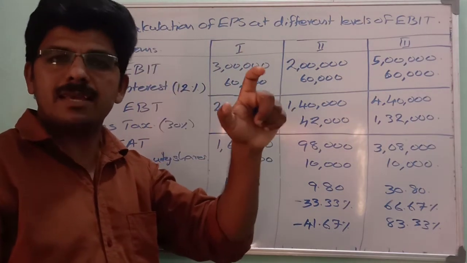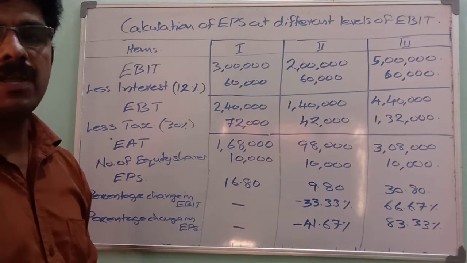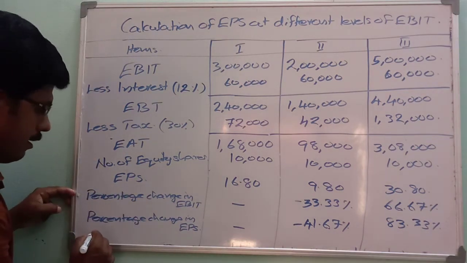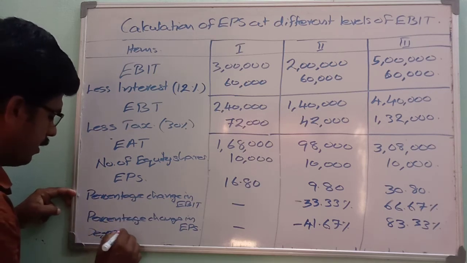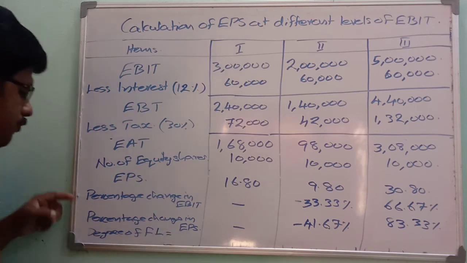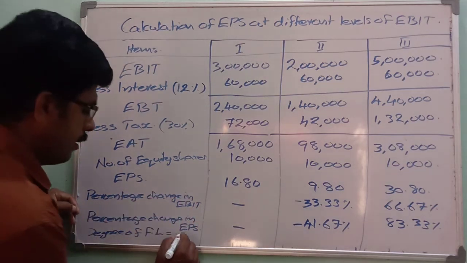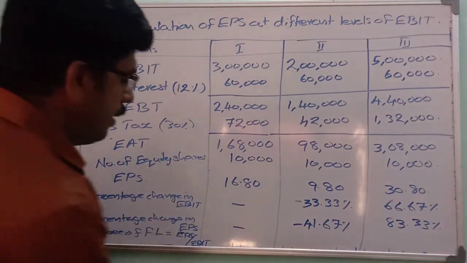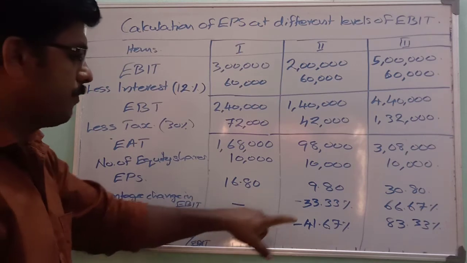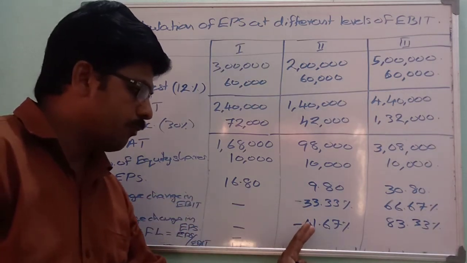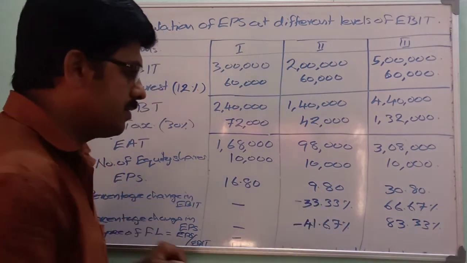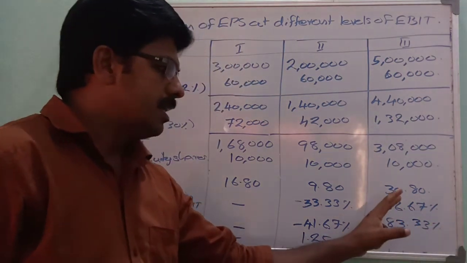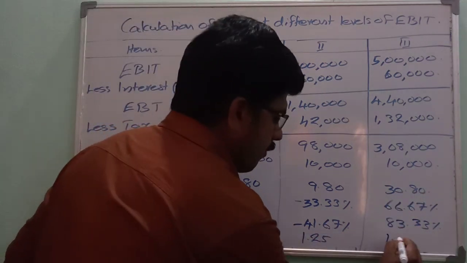ആ ക്യാപിറ്റൽ സ്ട്രക്ചറിനകത്ത് ഡെപ്റ്റ് ക്യാപിറ്റൽ ഉള്ളത് കൊണ്ടാണ് ഇങ്ങനെയൊരു ഡിഗ്രി ഓഫ് ഫൈനാൻഷ്യൽ ലിവറേജ് വരുന്നത്. ഓക്കെ, സോ ഡിഗ്രി ഓഫ് ഫൈനാൻഷ്യൽ ലിവറേജ് ക്യാൻ ബി കാൽക്കുലേറ്റഡ് ബൈ യൂസിംഗ് ദീസ് ഫിഗേഴ്സ്. Degree of financial leverage is equal to percentage change in EPS divided by percentage change in EBIT. In the second level, percentage change in EPS is 41.67 divided by 33.33%, which is 1.25. And here it is 83.33% divided by 66.67, that is equal to once again 1.25.